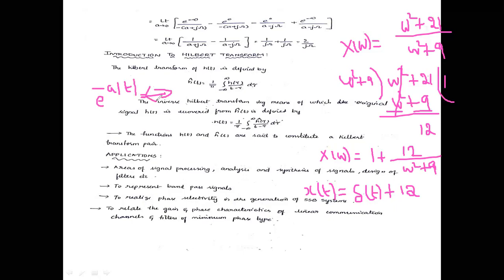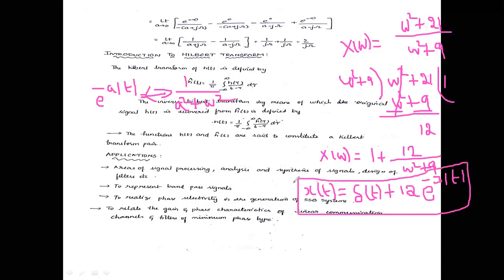What is the Fourier transformation, my dear students? 1 by (a square plus omega square). Remember this one. So it is in the form of omega square plus 3 square, and the value is e power minus 3 magnitude of t. That is the inverse Fourier transformation of the signal X of omega equal to (omega square plus 21) by (omega square plus 9).